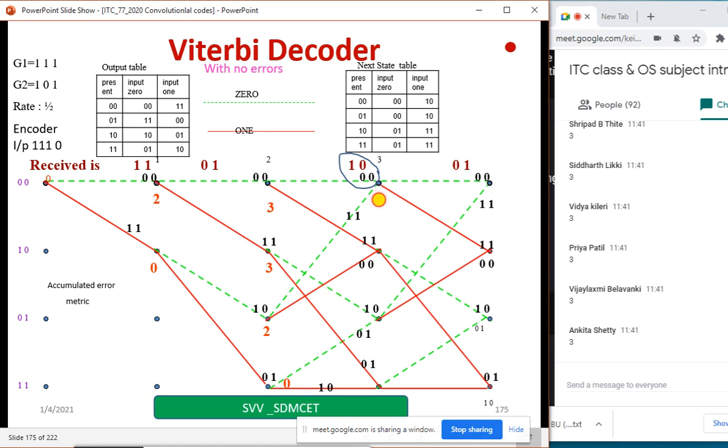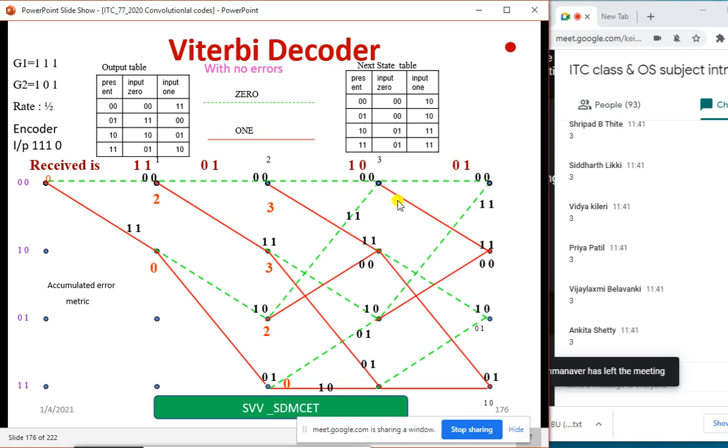In total it will become equal to 4. So simply I am writing 4. Hamming distance between these two plus 3 will become 4. Now the second I have to calculate. Previous is 2. Hamming distance between 1 1 and 1 0 is 1, plus previous 2, total it will become 3. So 4 comma 3 I have.